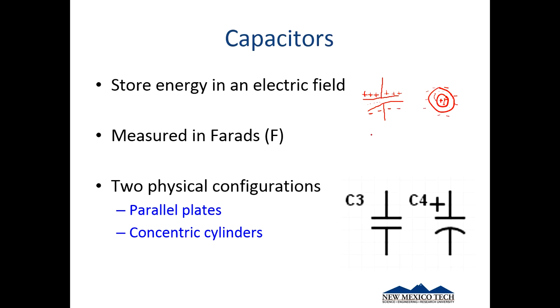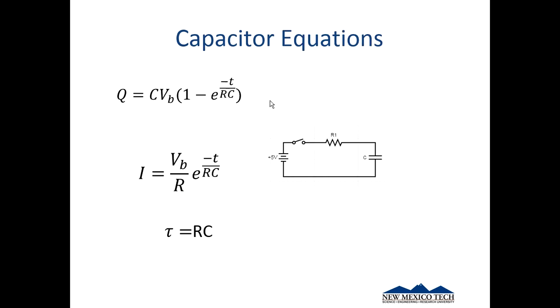For now, we're just going to deal with things in the direct current world, meaning kind of what you've seen in physics class and you'll see in electrical theory. Later on, we'll talk about what happens if we start running a signal through there that alternates. But anyway, bottom line is a couple different configurations, measured in farads, and store energy in an electric field. And so what does all this mean?